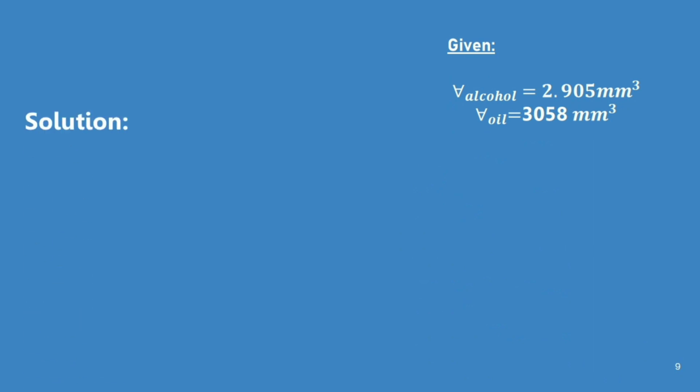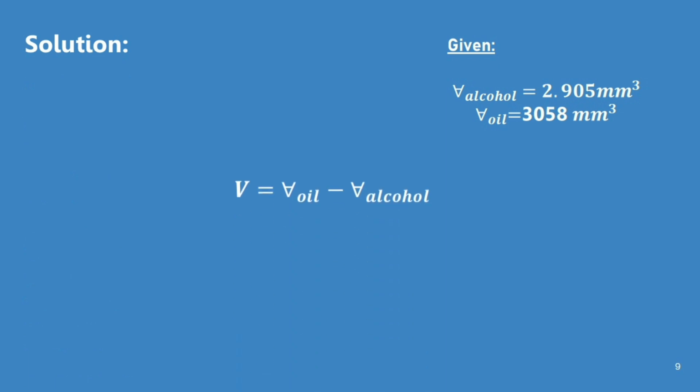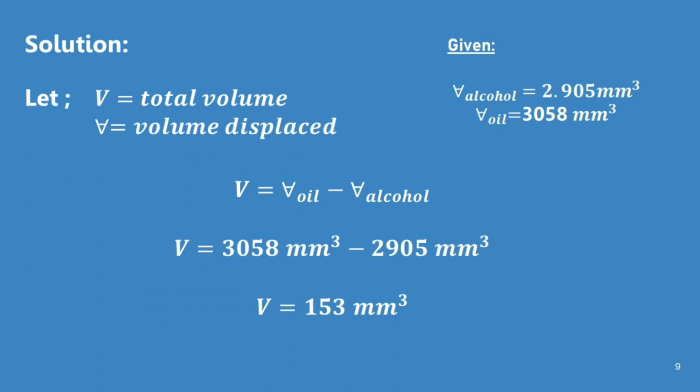Moving on, let's proceed. We are given the following: the displaced volume of alcohol and oil, 2,905 cubic millimeters and 3,058 cubic millimeters. Let us solve the difference of the two, and we acquire a volume of 153 cubic millimeters. That is the total volume of the cylinder.